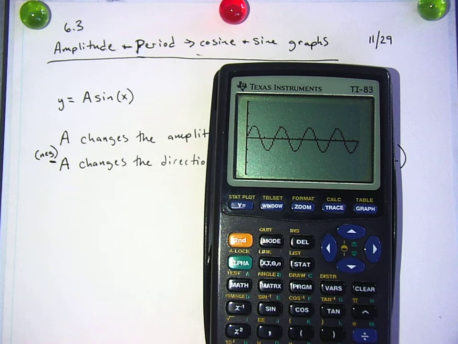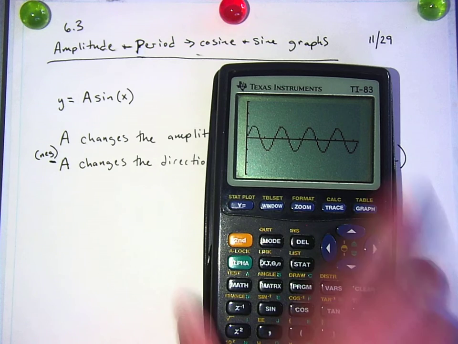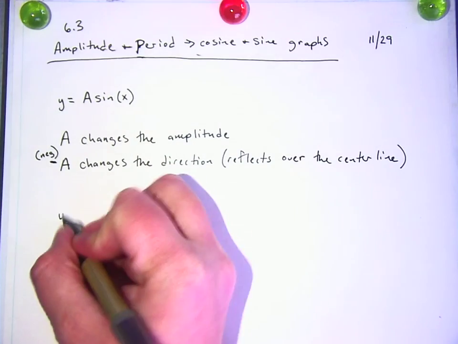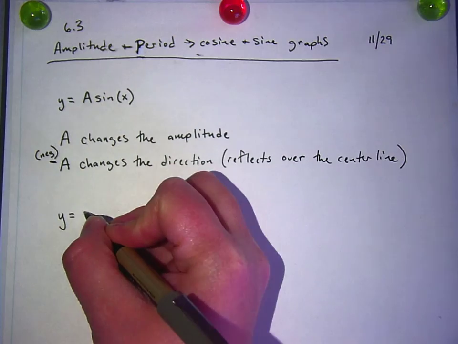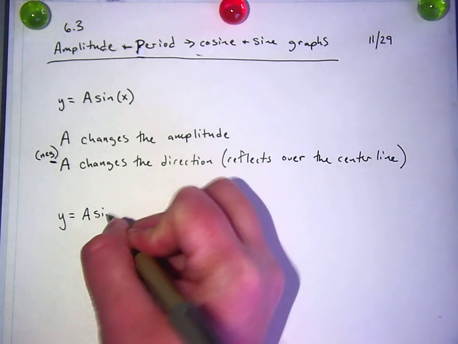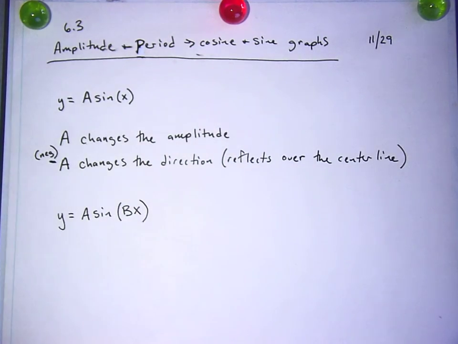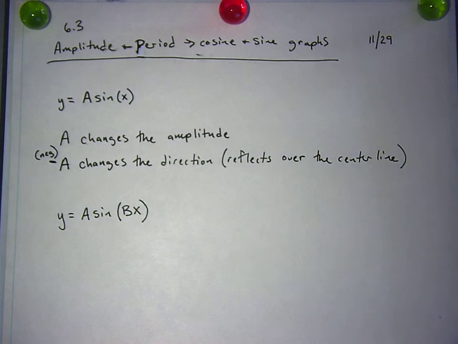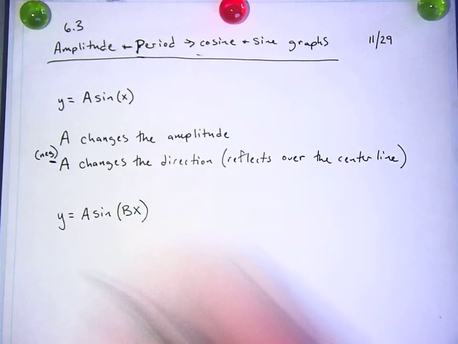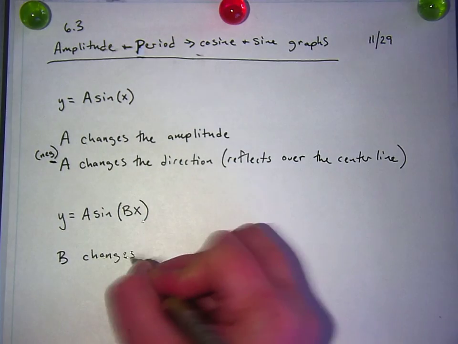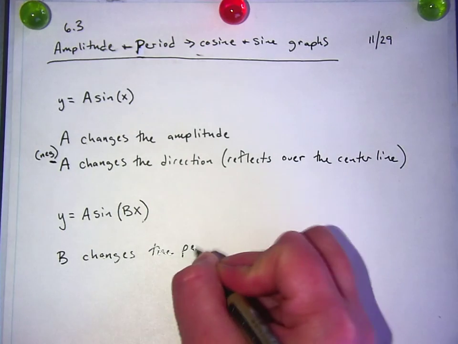Anybody got a rule yet in their head? How you figure out the period? Just dividing by half, like, yeah. So what if I had this? Whatever number is in front of that x, what does that do? Changes the period, or x relative to pi. B changes the period for sure.